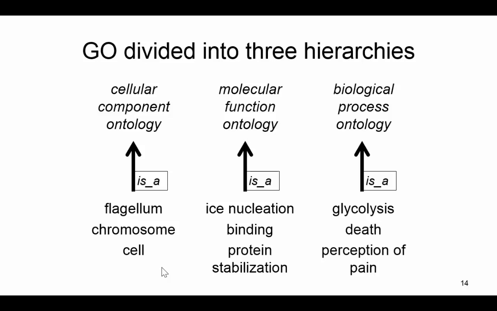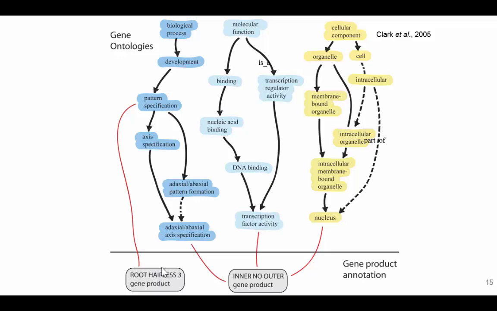Now, so this is a picture. The ontologies themselves add up to about 30,000 nodes. This is a small fragment of the three ontologies. If we take the biological process ontology down the left, we have axis specification is a kind of pattern specification, which is a kind of development, which is a kind of biological process.